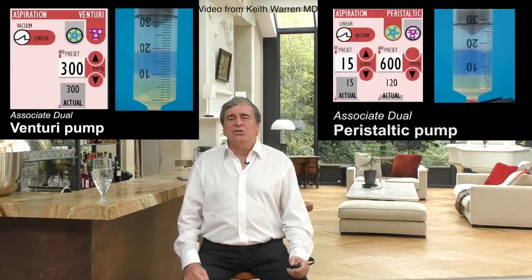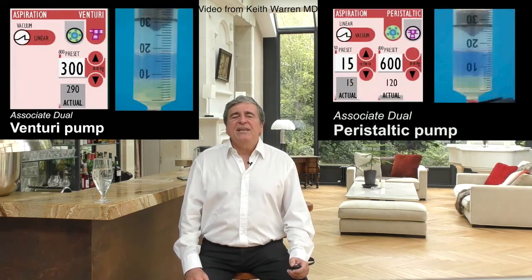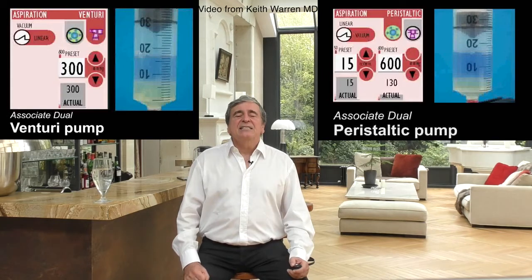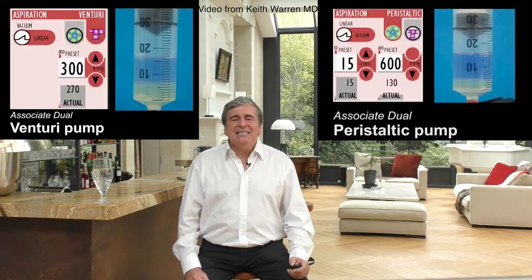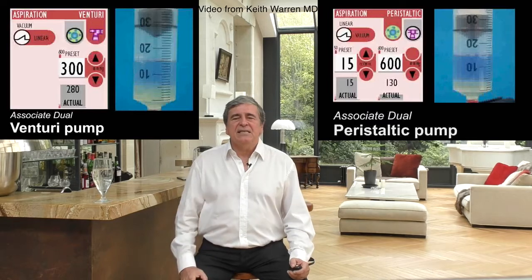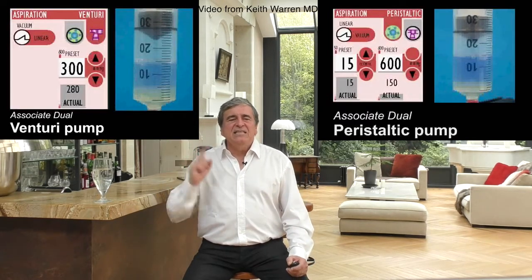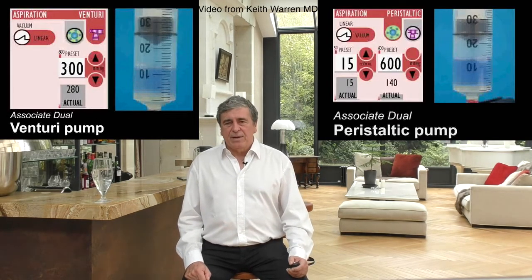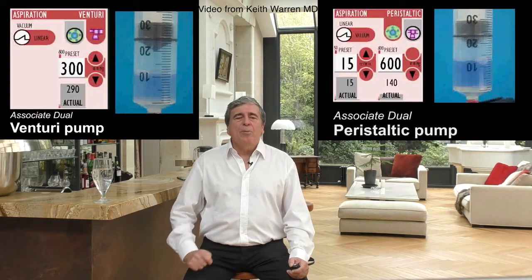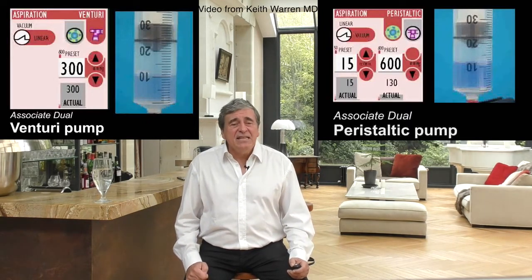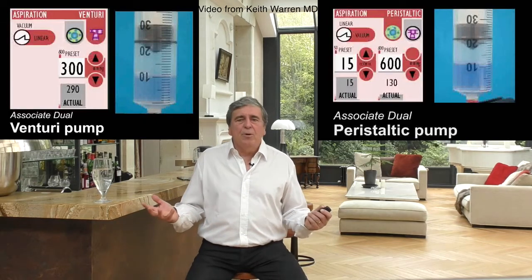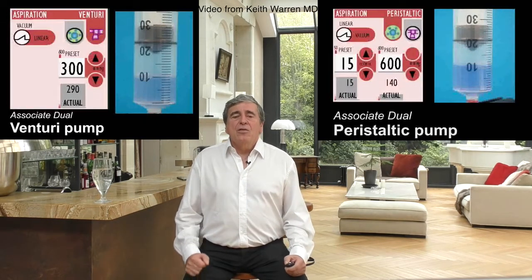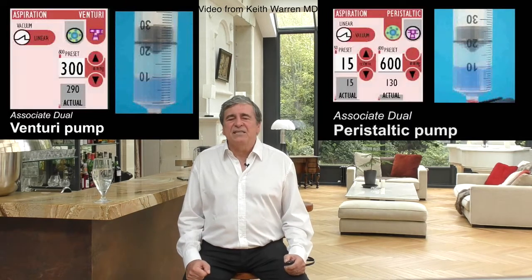This is perfectly demonstrated in this video by Keith Warren, who shows 2 syringes, each containing 10 cc of air, 10 cc of water, and 10 cc of honey, so 30 cc. The one on the left is connected to a Venturi pump set at minus 300 millimeters of mercury. The one on the right to a peristaltic pump set at 15 cc per minute, which is designed to empty the syringe in 2 minutes. The difference in behavior is clearly visible.